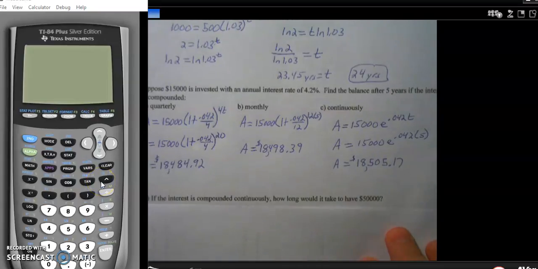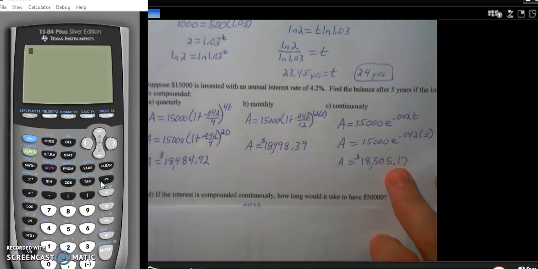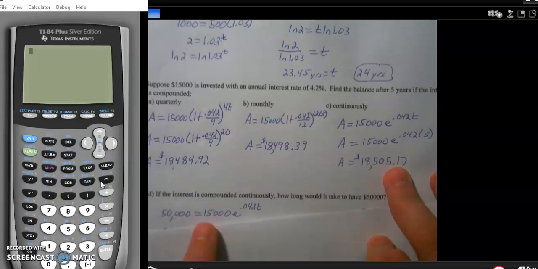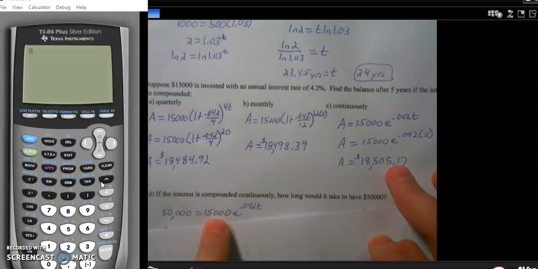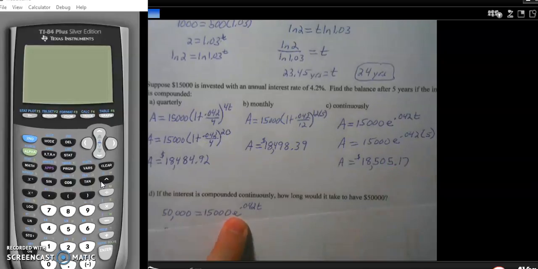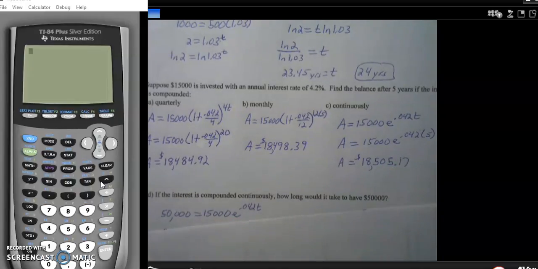Then on the last one, if you compound the interest continuously, how long would it take to have $50,000? So you set your equation equal to 50,000, and then you solve that by dividing by 15,000 and then applying logarithms. The natural log in this case is base e. So I'll put the answer up. I suggest you pause it and try it.